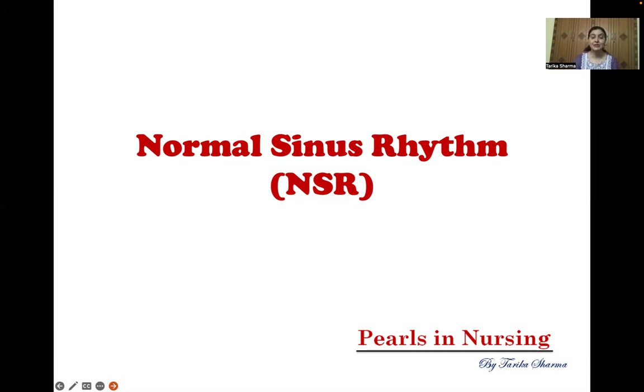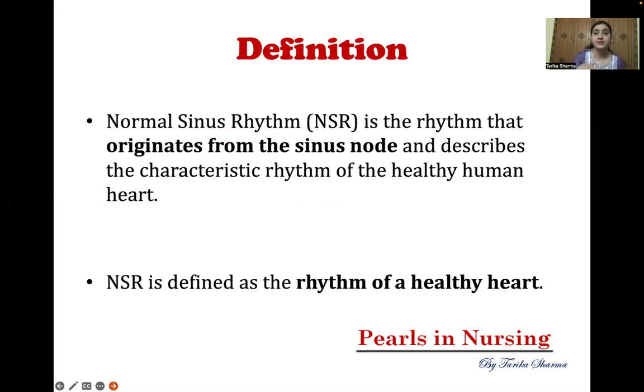Hello everyone. Today we'll be talking about normal sinus rhythm. Normal sinus rhythm is also known as NSR. And first of all, we should be aware about the definition of NSR. So basically, the rhythm which originates from the sinus node is known as normal sinus rhythm. We know that heart has its own conduction system which starts from the SA node. SA node is also known as sinoatrial node or the sinus node.